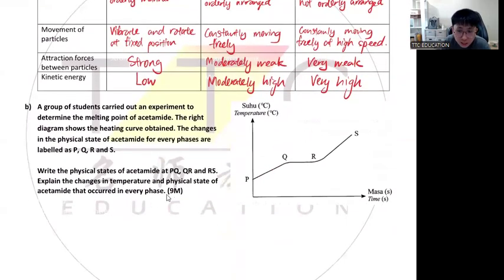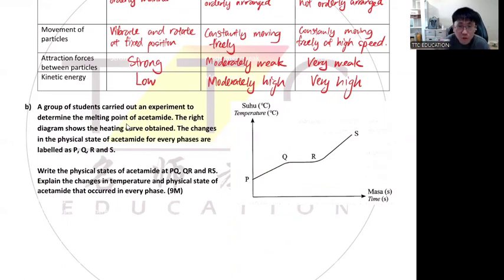And then let's see, 9 marks, also essay question. Whenever you see 7 marks, 8 marks, 9 marks, 10 marks, all this is essay. But as I said, is there any specific way to answer? No. So let's say for this case, a student carries out an experiment to determine the melting point of acetamide. So what's acetamide? Don't know, but never mind, don't care.